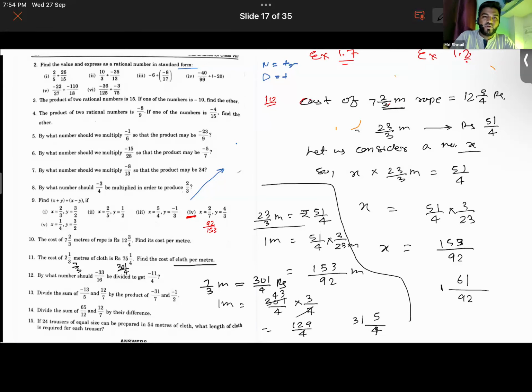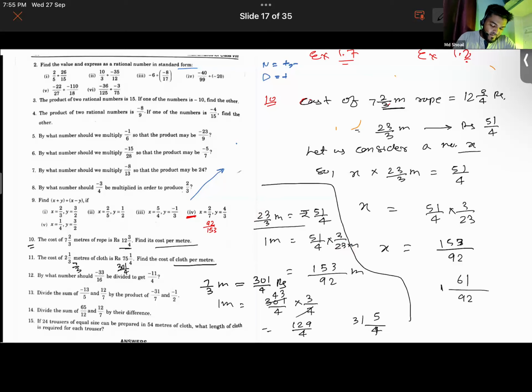Okay, good. Look, in question number 10 and 11, what is given, Ahmed, basically, you see, cost of, for example, question number 2, cost of 7 into 2 upon 3, that means 23 upon 3 meter of rope is given. We need to find the cost of 1 meter. In order to find it, we can simply do it like this. Since this much costs this much, 1 meter would be 51 upon 4 multiplied 3 upon 23. If you remember in the chapter, we have solved questions of such nature many a times.